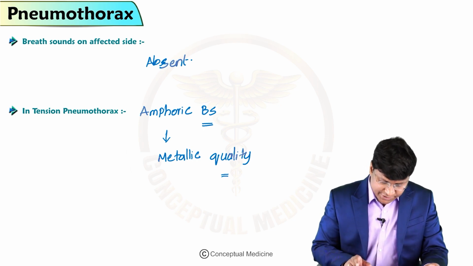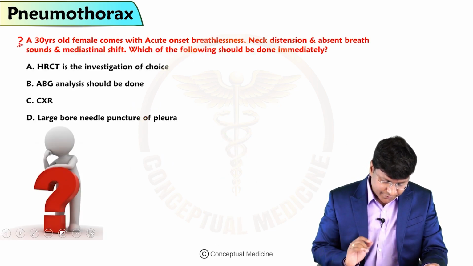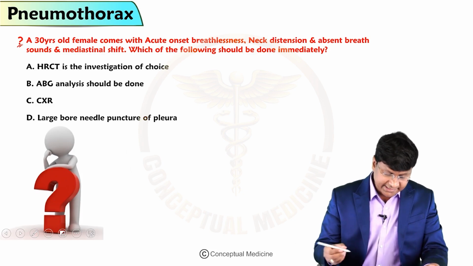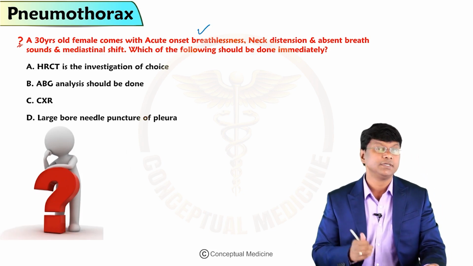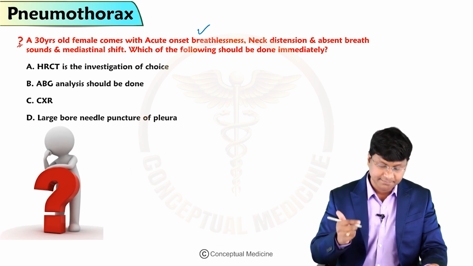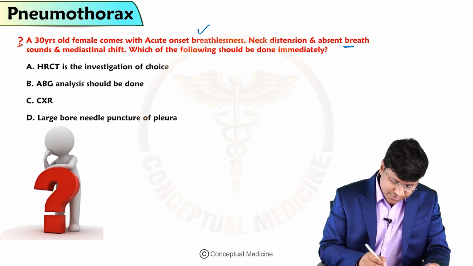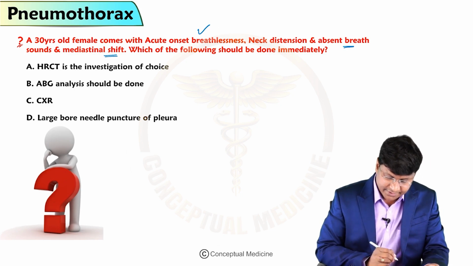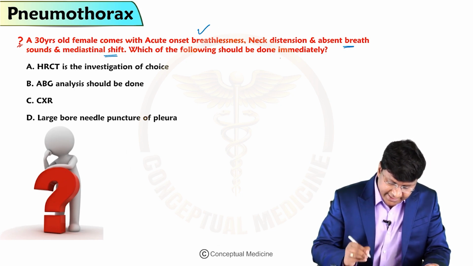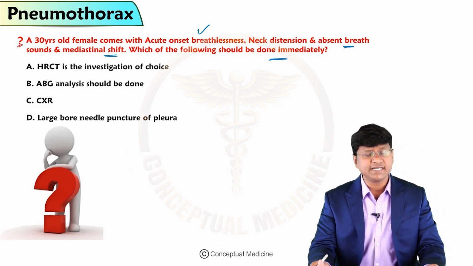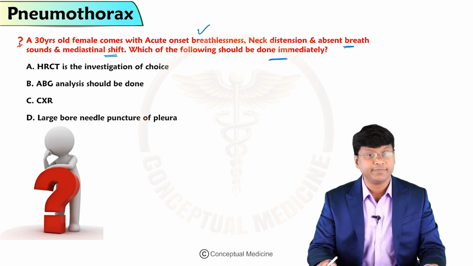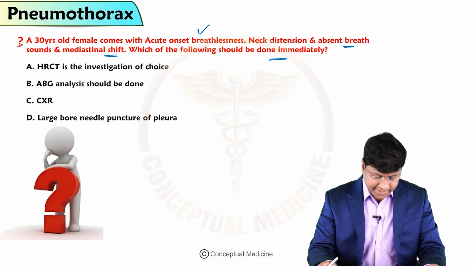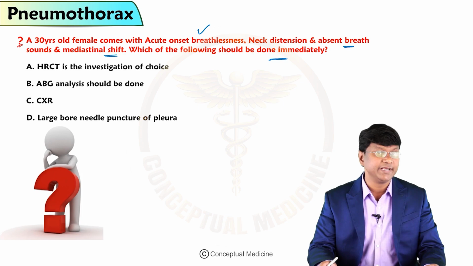Now, I'll just show you one important clinical scenario: a 30-year-old female comes with acute onset breathlessness. Neck veins are distended, there are absent breath sounds, and the mediastinum is shifted. Which of the following should be done immediately? HRCT should be done immediately. Arterial blood gas analysis should be done immediately. Chest X-ray should be done immediately. Large bore needle puncture of the pleura should be done immediately.